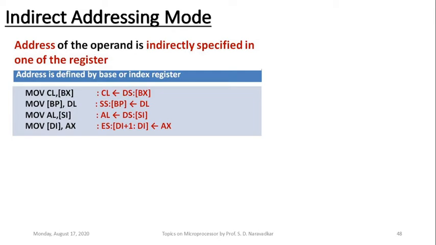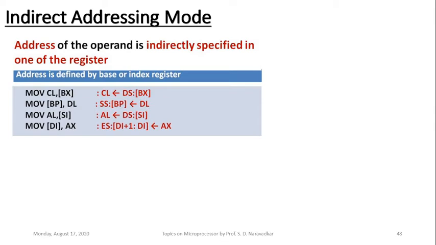Some of the instruction examples are given here. In case of the first instruction example here, MOV CL, [BX], it clearly means that the data will be taken from the data segment whose offset address is given by the BX register, the base register BX, and from this particular memory location one byte is read and this data byte will be copied to the CL register, the destination.